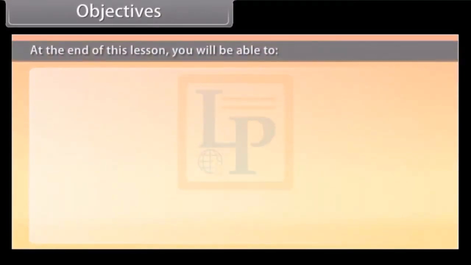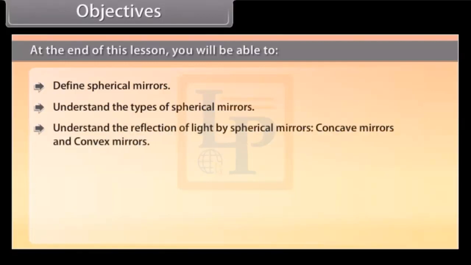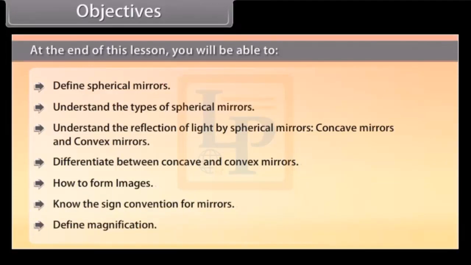Objectives. At the end of this lesson, you'll be able to define spherical mirrors, understand the types of spherical mirrors, understand the reflection of light by spherical mirrors, concave mirrors and convex mirrors, differentiate between concave and convex mirrors, learn how to form images, know the sign convention for mirrors, and define magnification.